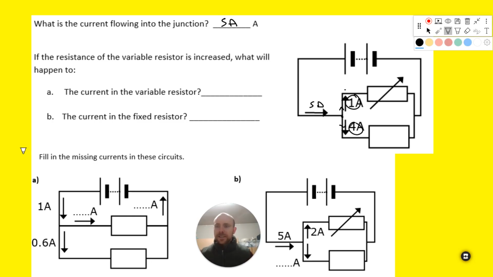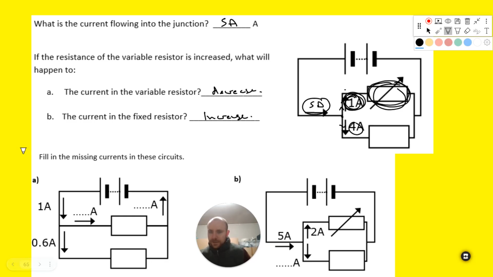If the resistance of the variable resistor is increased, what will happen to the current in the variable resistor? So if we increase this resistance, what's going to happen to this current? Remember, resistance is trying to make it harder for those electrons to flow, or those coulombs to flow. So if this resistance increases, then this current is going to decrease. As a result of that, if the current is going to decrease through this one, but the total current is the same, then this is going to increase.